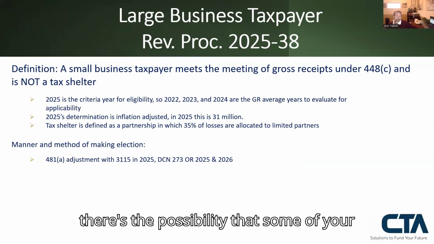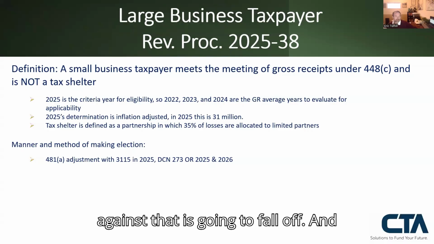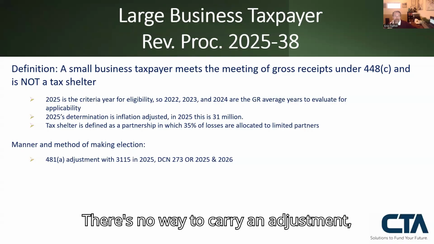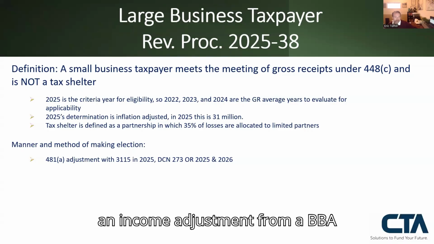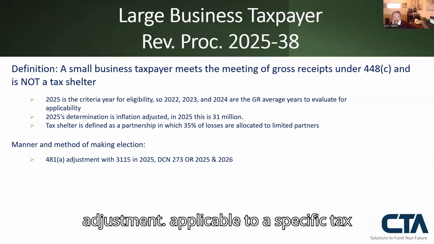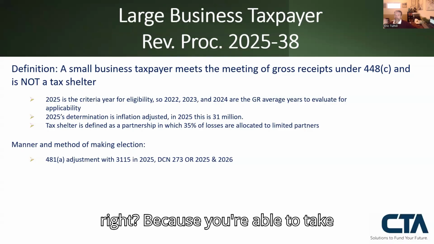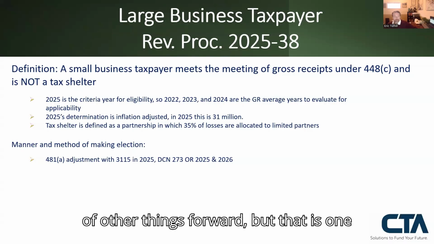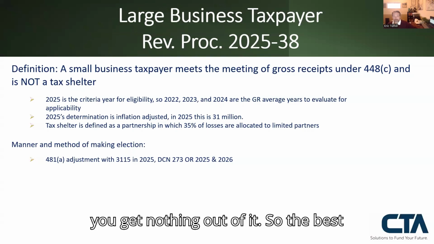And there's the possibility that some of your extra loss that you're trying to use against that is going to fall off. And there's no recourse for taxpayers. There's no way to carry an income adjustment from a BBA adjustment applicable to a specific tax year forward into the next year. You'd think, I mean, that seems insane to me, right? Because you're able to take personal NOLs, able to take a lot of other things forward, but that is one thing that can just fall off and you get nothing out of it.